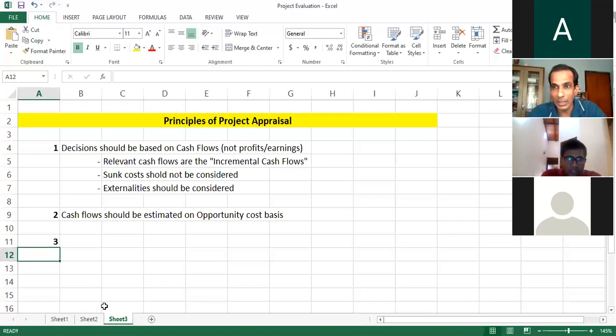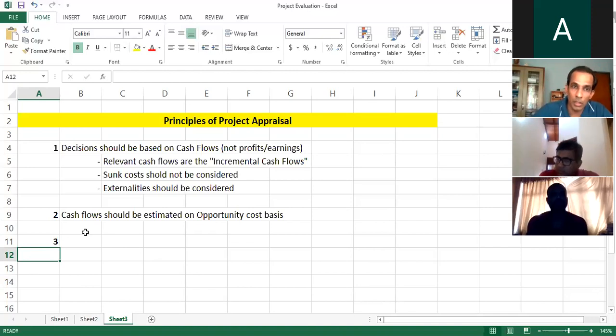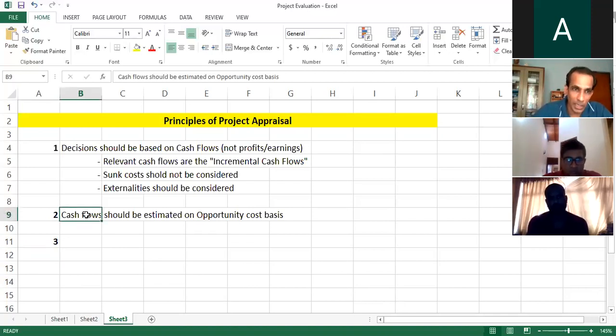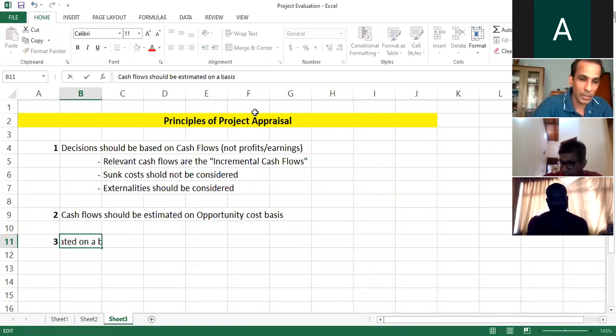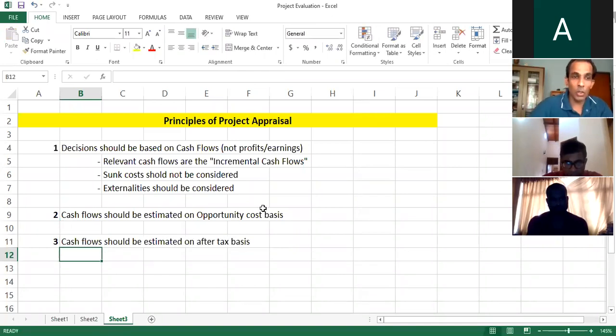We already discussed cash flows after tax. Cash flow should be estimated on an after-tax basis, right? That also we discussed. We did some calculations last day, right? After tax, because we want to know what cash flows the company can retain.